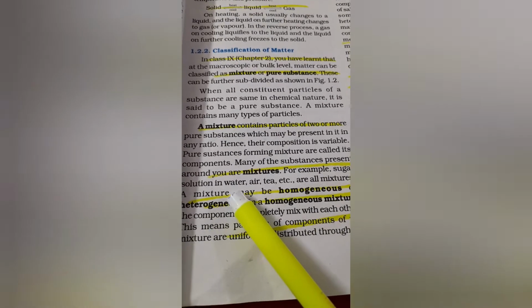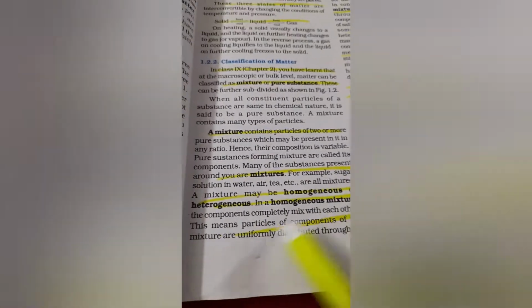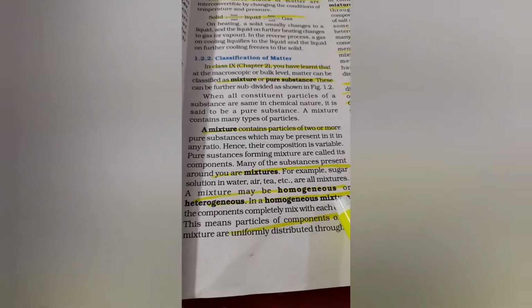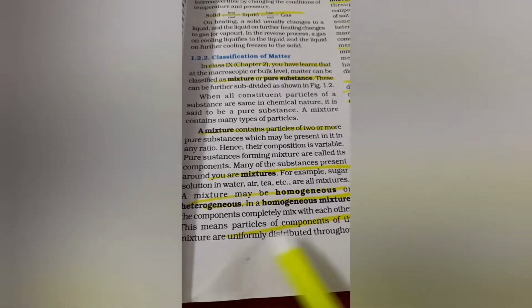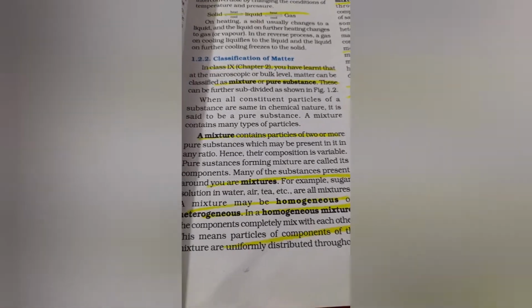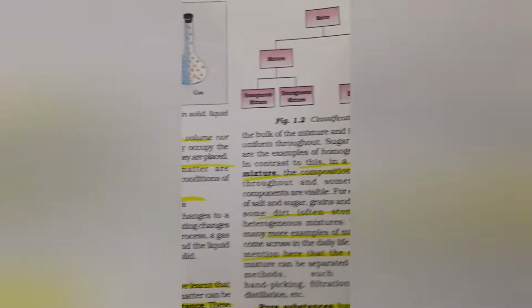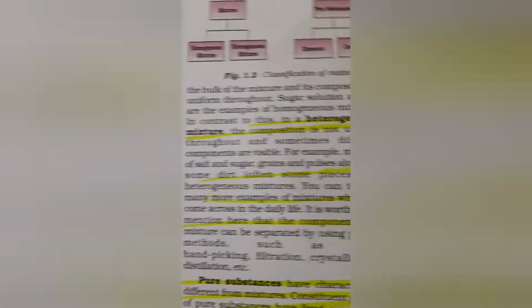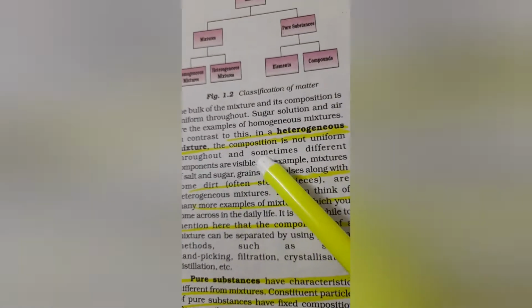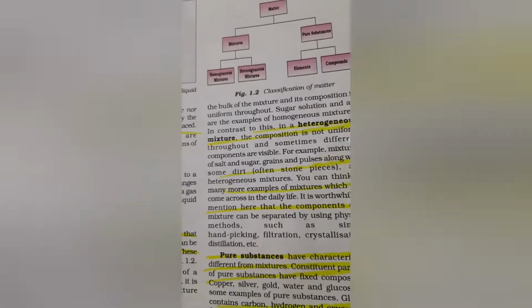So what are the components of sugar solution in water? Water and sugar. Sugar mixed with water gives you a sugar solution. Then a mixture may be homogeneous or heterogeneous. So what is a homogeneous mixture? The components are completely mixed with each other without any separation. They entirely mix up with each other. That means the particles of the components of the mixture are uniformly distributed throughout. If you take sugar solution, wherever you taste it, it tastes equally sweet. Air, these are all examples of homogeneous mixtures.